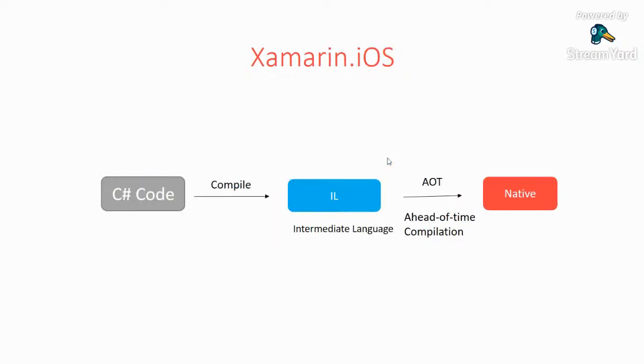Next one is Xamarin iOS. This looks different because Apple restricted Mono from running in iOS applications. First of all, the C# code is compiled into the intermediate language. With ahead-of-time compilation, it will directly run as your native iOS application. There is no Mono in the middle, no intermediate language between native and intermediate language.